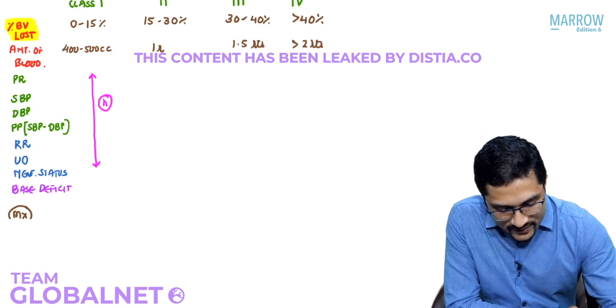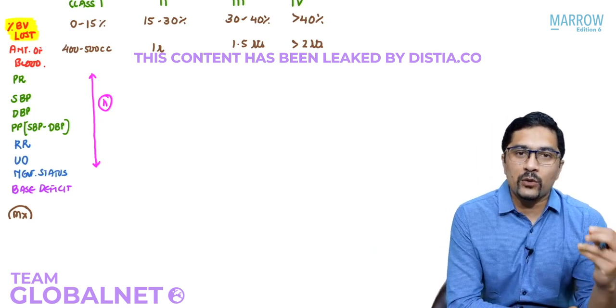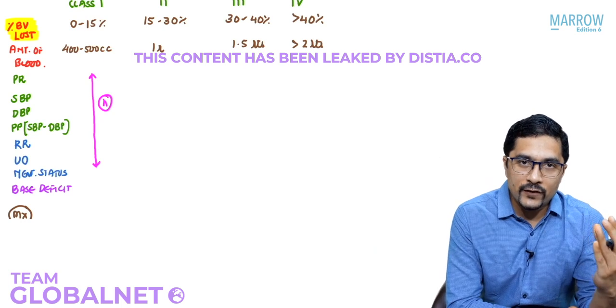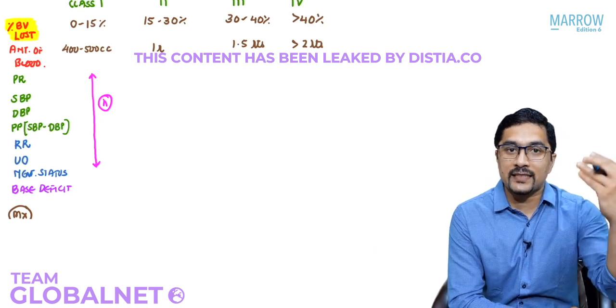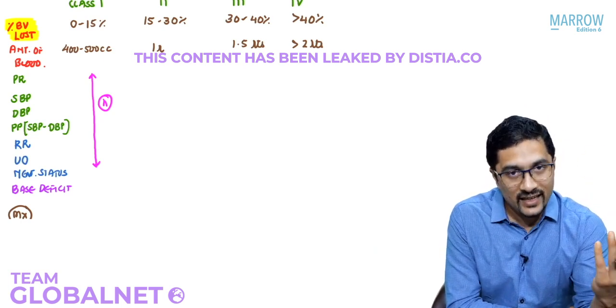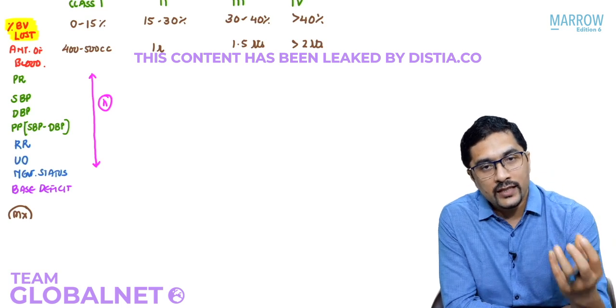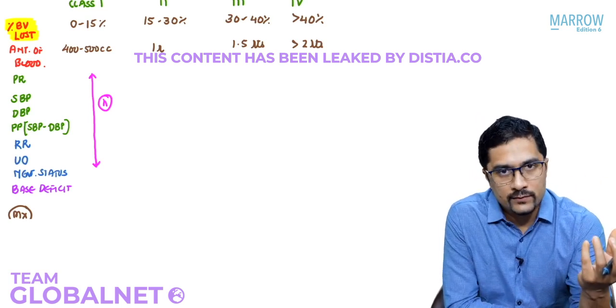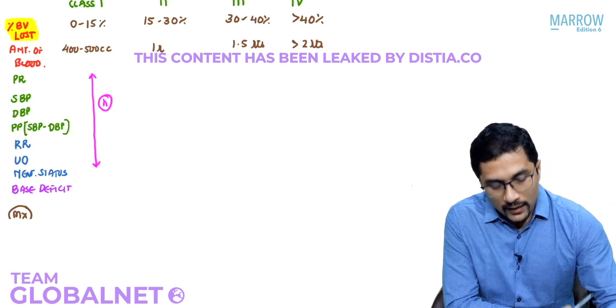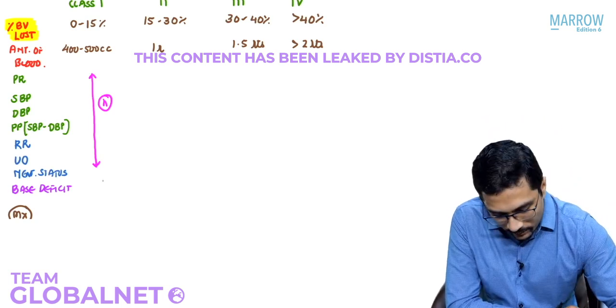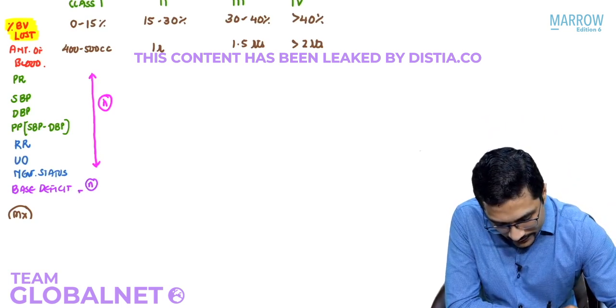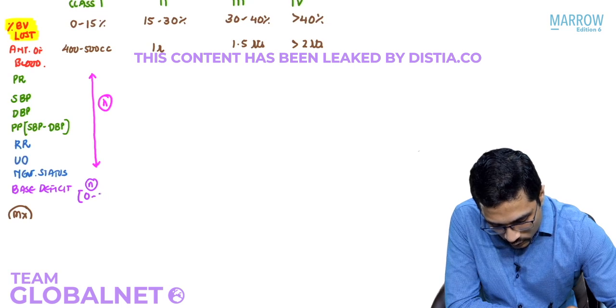The base deficit, you need to understand base deficit. That means a deficit in base means an excess in acid, right? And when there is shock, there is bound to be acidosis. Okay? But class 1, nothing is changing. So base deficit is also normal. It is 0 to minus 2. It is 0 to minus 2 milliequivalents per liter.